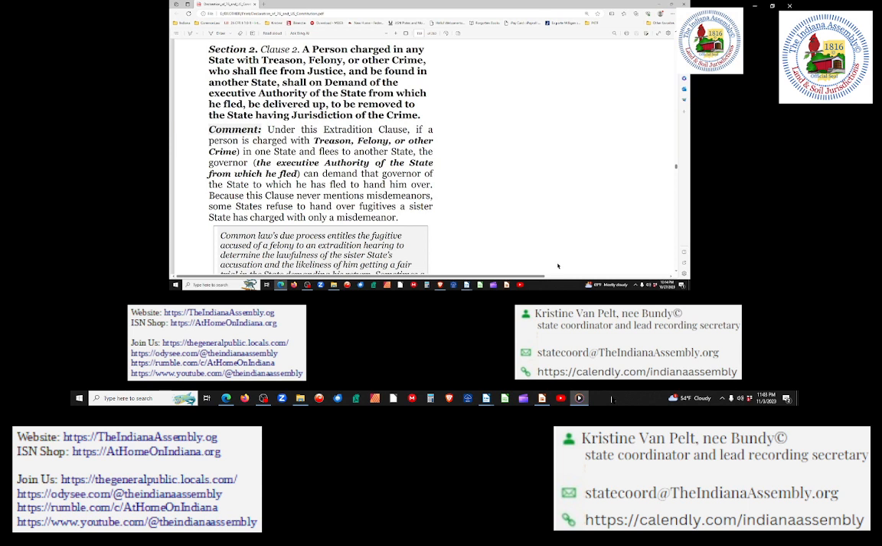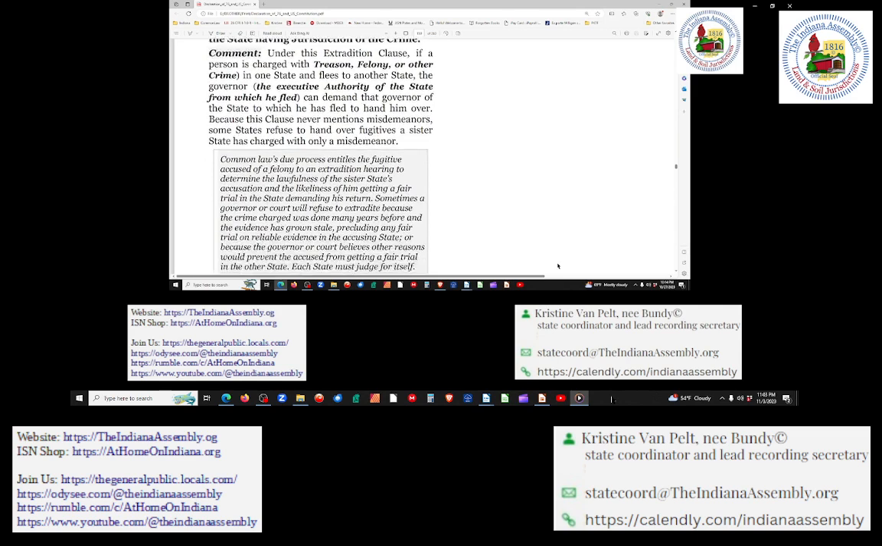Comment. Under this extradition clause, if a person is charged with treason, felony, or other crime in one state and flees to another state, the governor, the executive authority of the state from which he fled, can demand that governor of the state to which he has fled to hand him over. Because this clause never mentions misdemeanors, some states refuse to hand over fugitives a sister state has charged with only a misdemeanor.